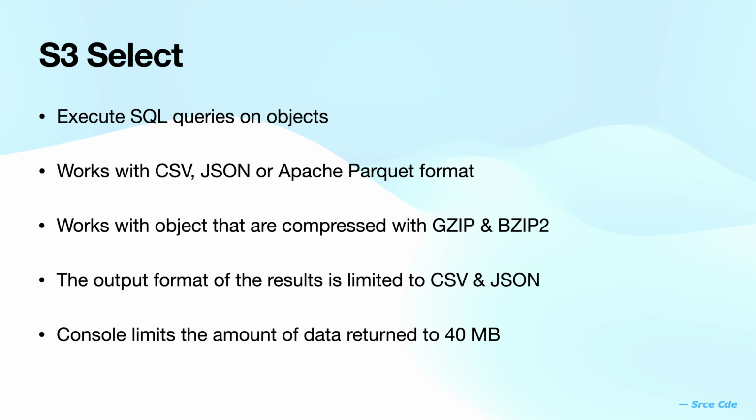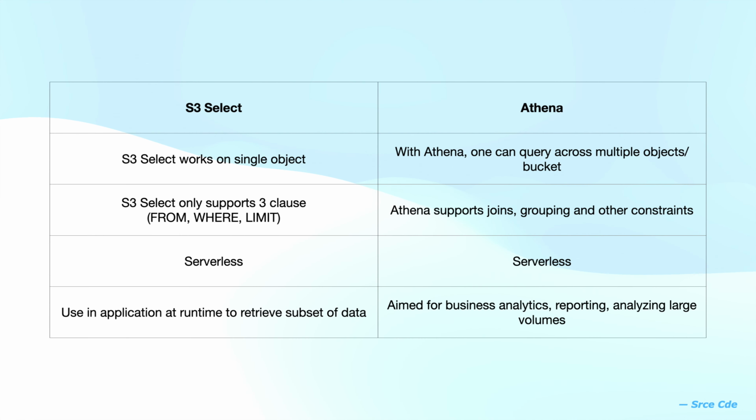Now you might ask how S3 Select is different from Athena. So let's quickly have a look at a few differences between the two. S3 Select is fairly different from Athena, which is a big data tool. One major difference is that S3 Select works on a single object or file, whereas with Athena you can query across multiple objects or multiple paths in the bucket. S3 Select is also limited to three clauses, which are from, where and limit, whereas Athena supports wide and complex SQL clauses including joins, grouping and other constraints.